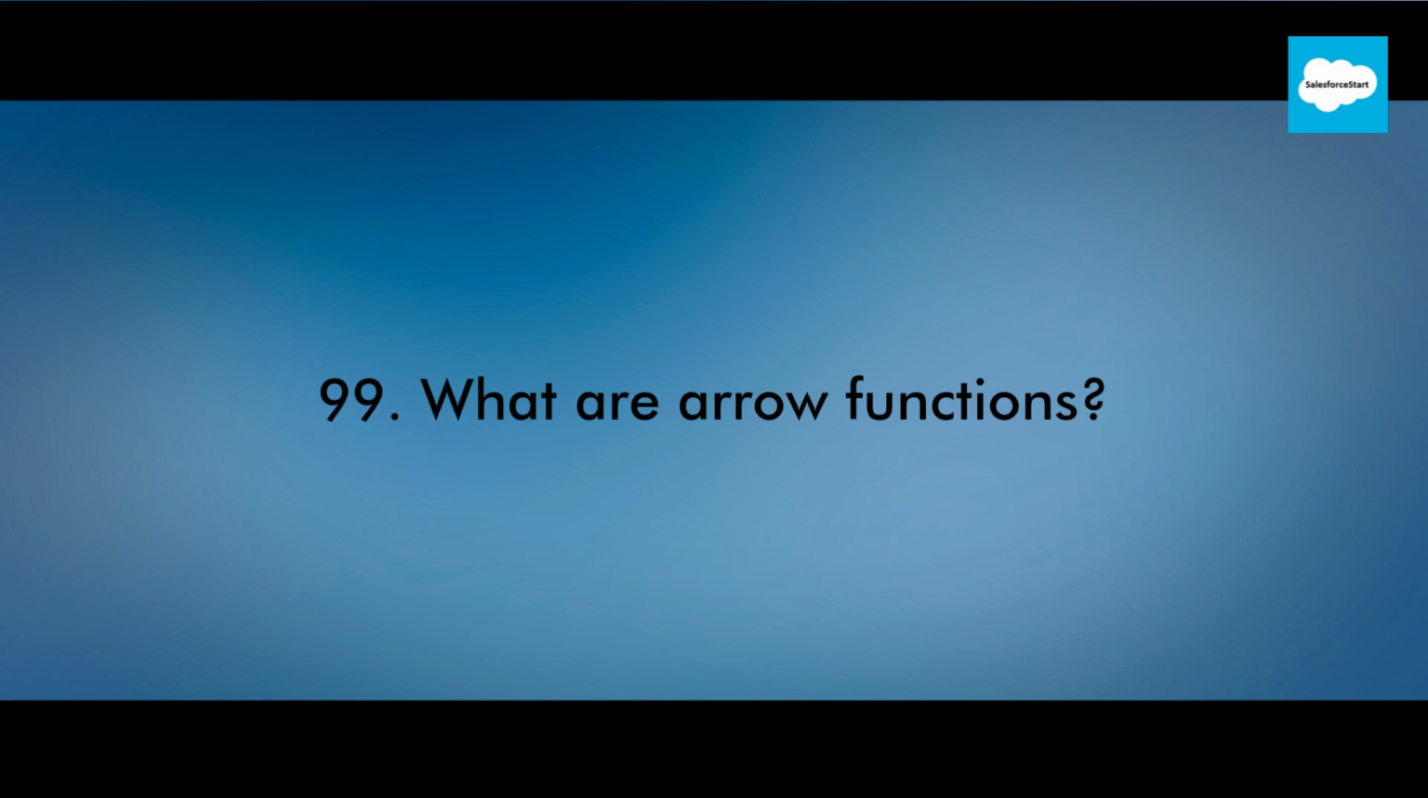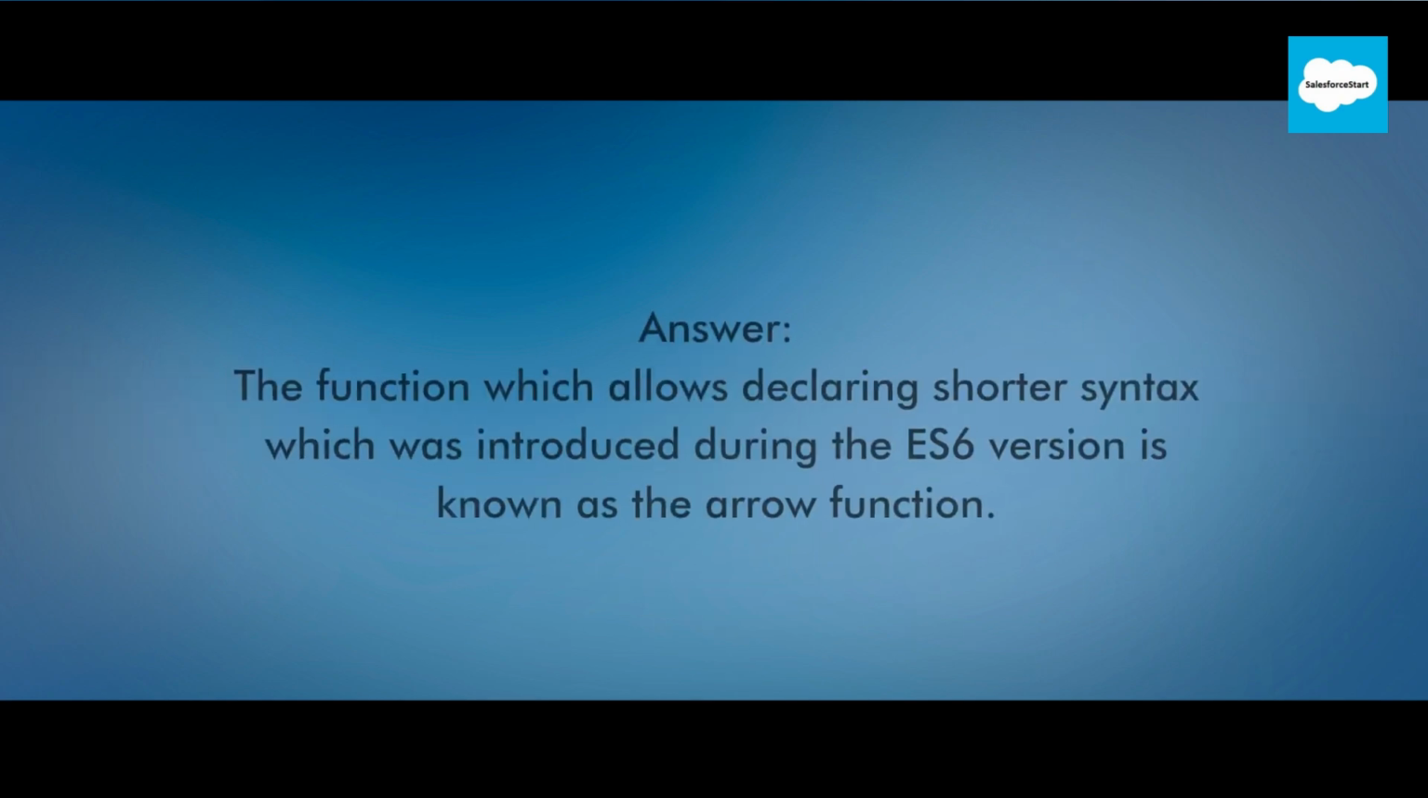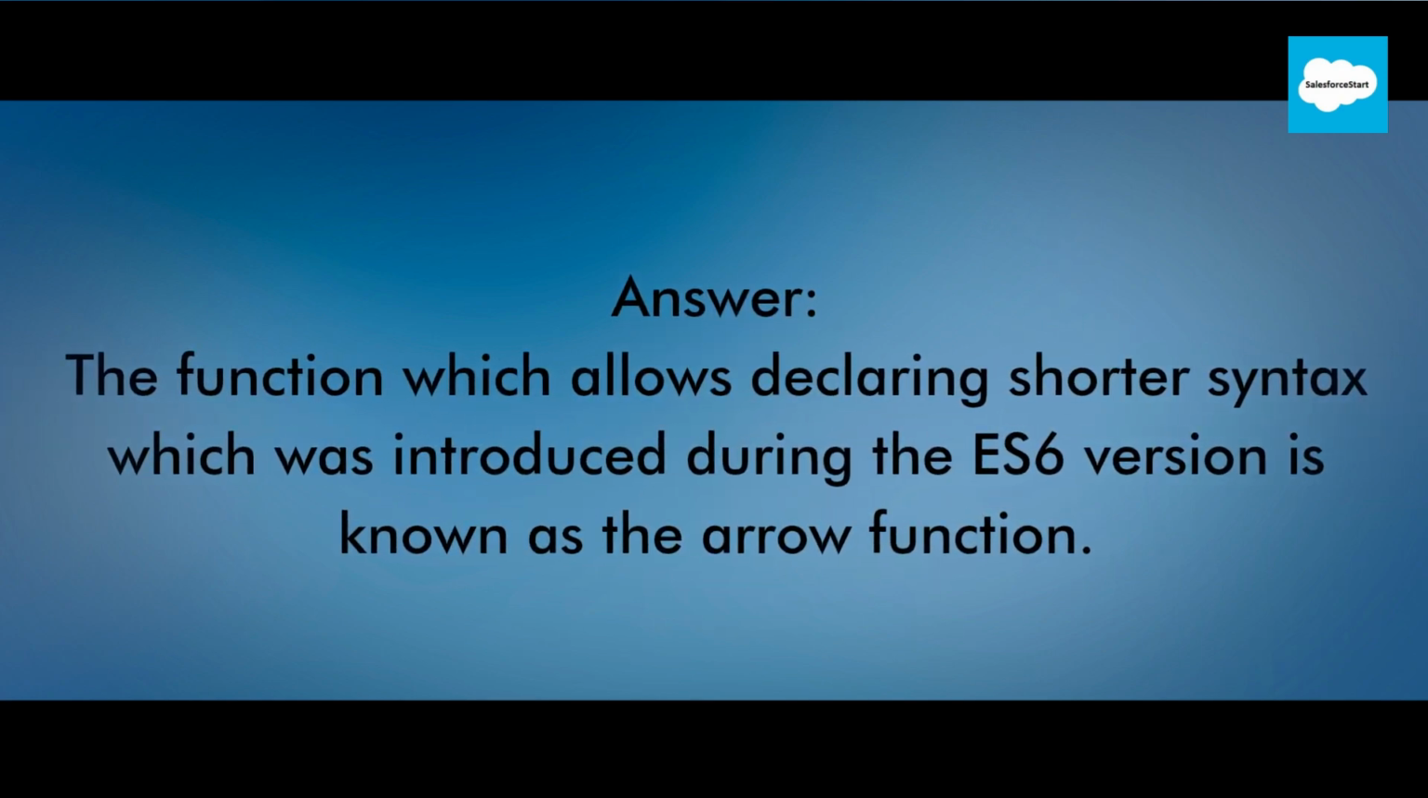99. What are arrow functions? Answer. The function which allows declaring shorter syntax, which was introduced in the ES6 version, is known as the arrow function.